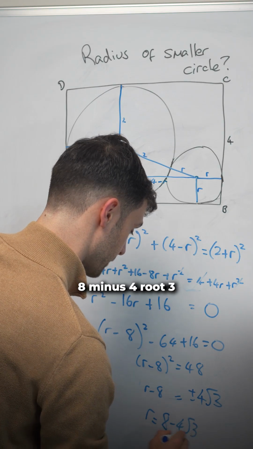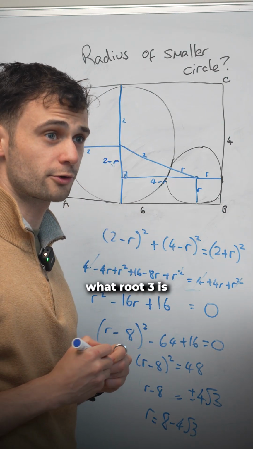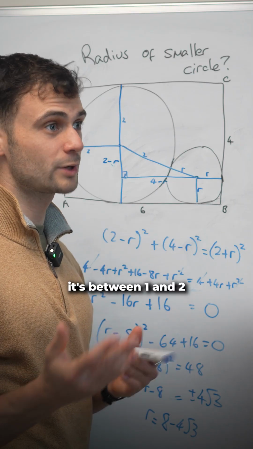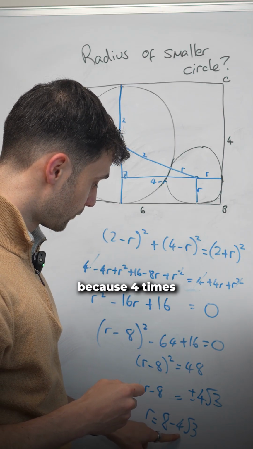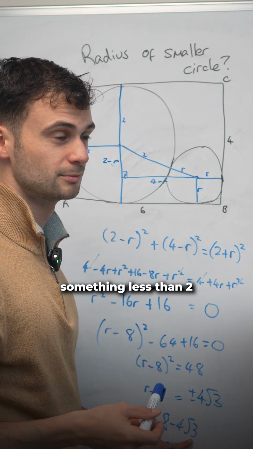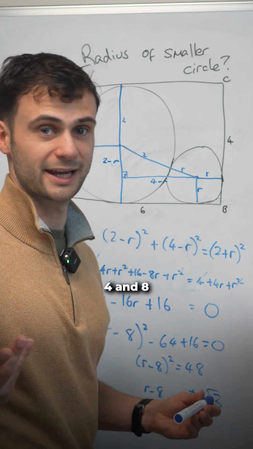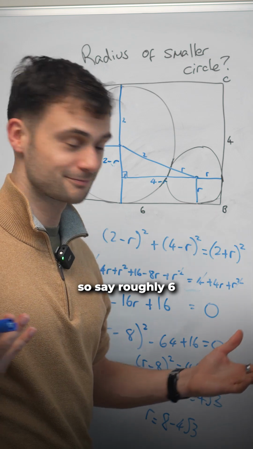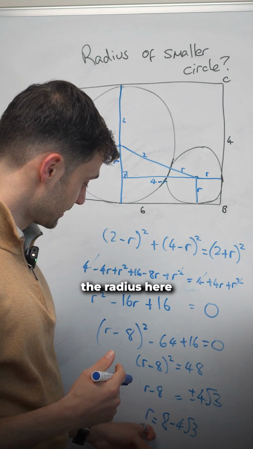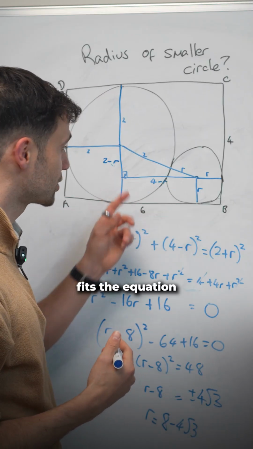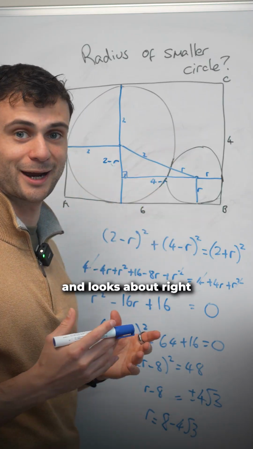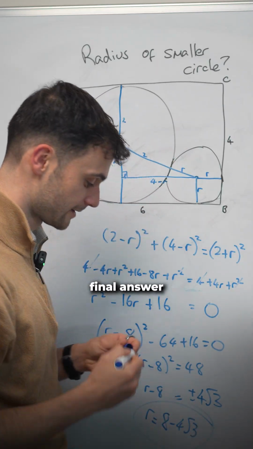minus 4 root 3. And if you think about what root 3 is, it means it was between 1 and 2. So that means that this will be positive, because 4 times something less than 2 but more than 1 is going to be between 4 and 8, so say roughly 6. So that would make the radius here probably slightly less than 2, which fits the equation and the question and looks about right. So we have our final answer, proven mathematically.